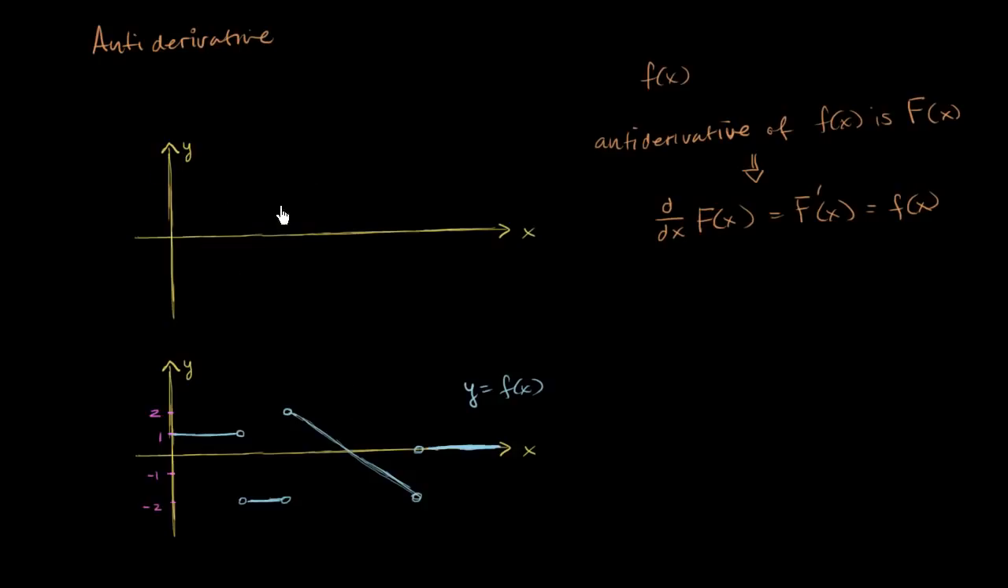So let's, over here on the top, draw y is equal to capital F of x. So what we're going to try to draw is a function where its derivative could look like this. So what we're essentially doing is when we go from what we draw up here to this, we're taking the derivative. So let's think about what this function could look like.